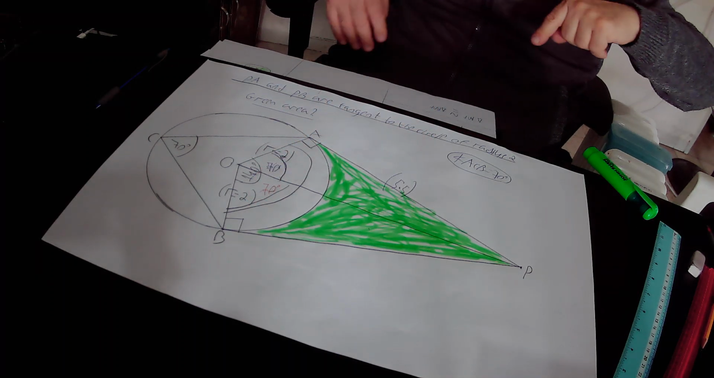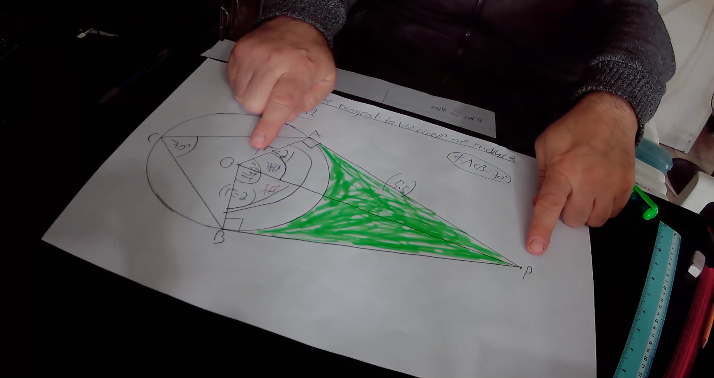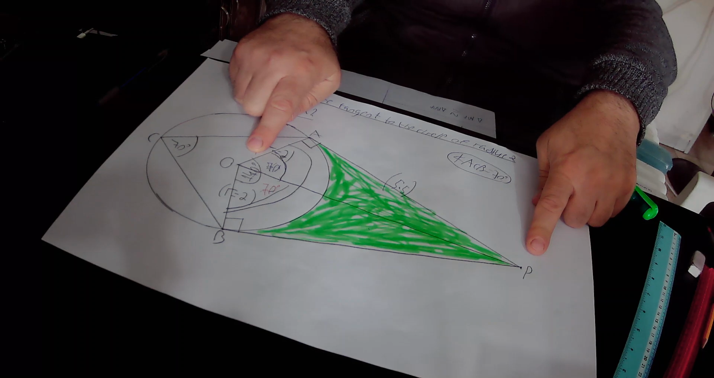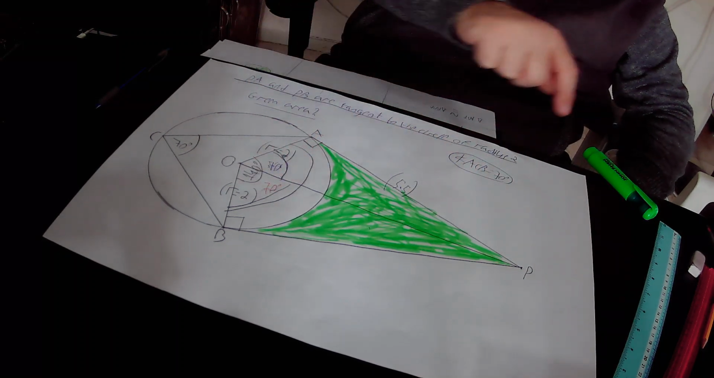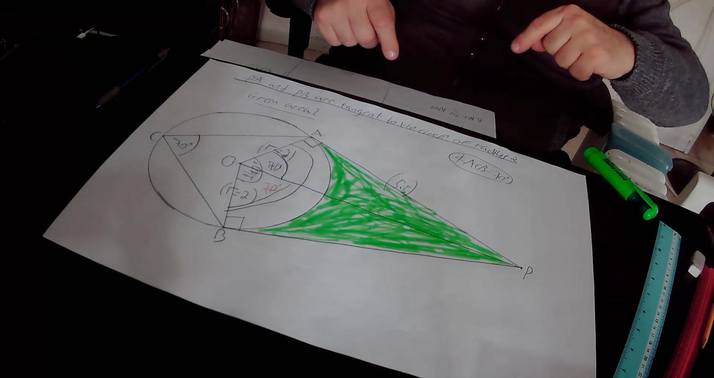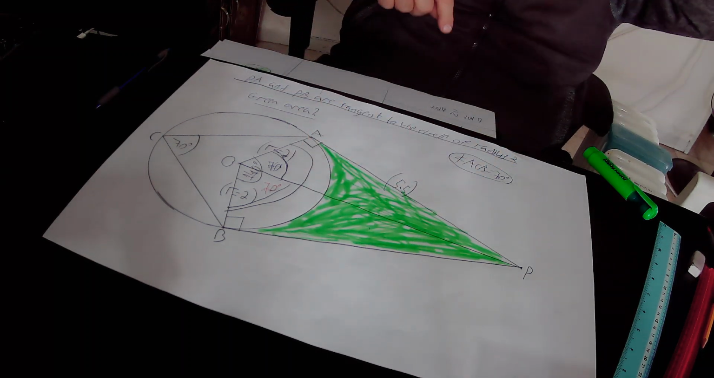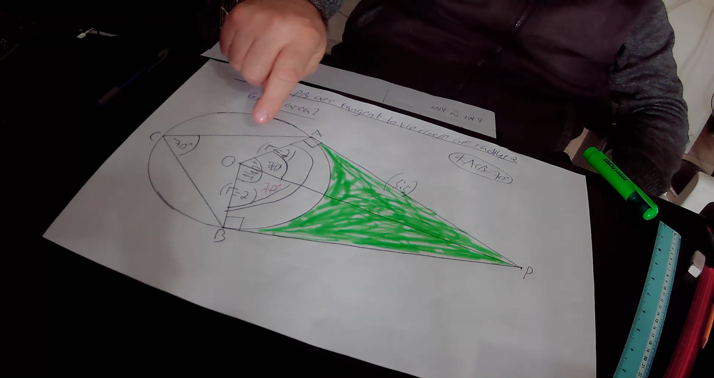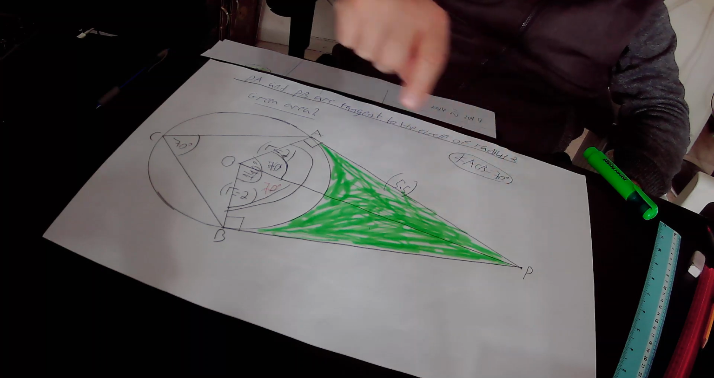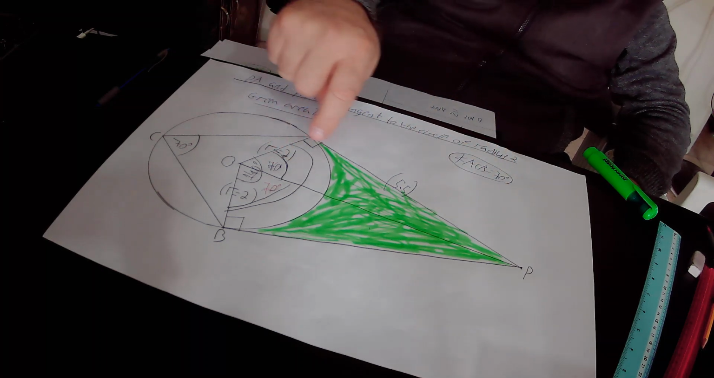In the next step, we join points O and P together by a straight line. By joining points O and P, we created 2 right triangles, the right upper triangle AOP and the right lower triangle BOP. So in the next step, we prove that those 2 right triangles are congruent. So why are those 2 right triangles congruent? First of all, side AO in the right upper triangle AOP is equal to side BO in the right lower triangle BOP.